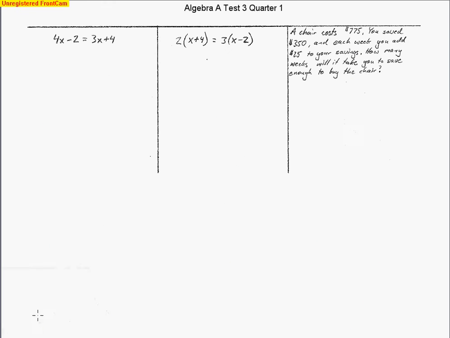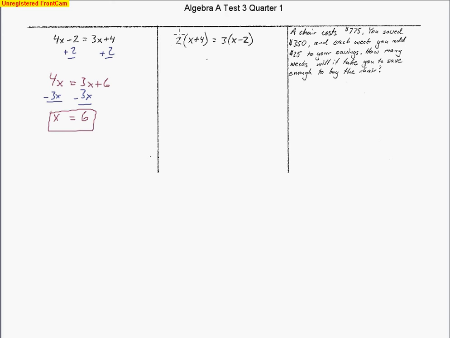So go ahead and switch the screen here, and we have another problem that involves moving some terms from one side to the other. So I'm going to go ahead and add the 2 to both sides. So that leaves me with 4x on the left-hand side equals 3x plus 6. So when I go ahead and subtract the 3x from both sides, see how it isolates the variable on one side of the equal sign. So I have just x equals 6, and that's the answer I'm looking for.